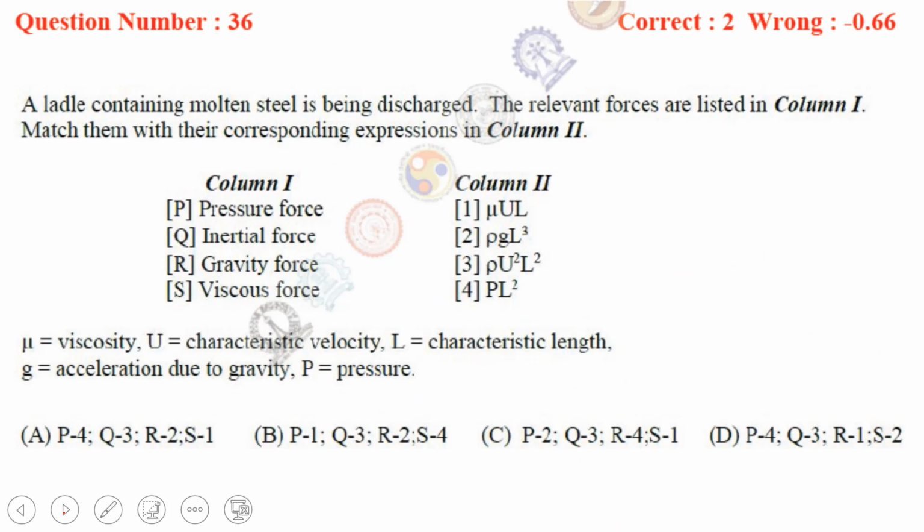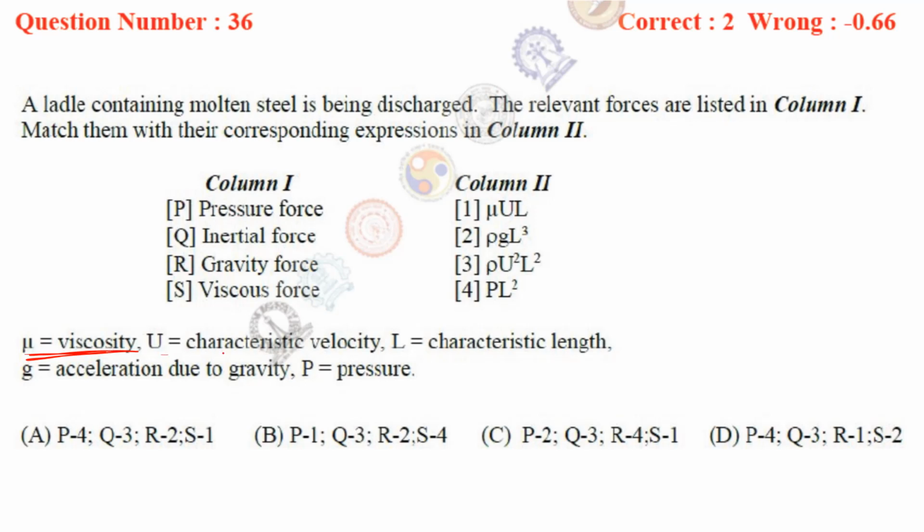Now let us move to question number 36. A ladle containing molten steel is being discharged. The relevant forces are listed in column 1. Match with them their corresponding expressions in column 2. So these are the different forces which are acting in the ladle, basically on the ladle metal. Mu is equal to viscosity, U is characteristic velocity, L is characteristic length. Okay guys, so mu is viscosity. Viscosity basically tells about the shear force which acts between two layers of liquid, right?